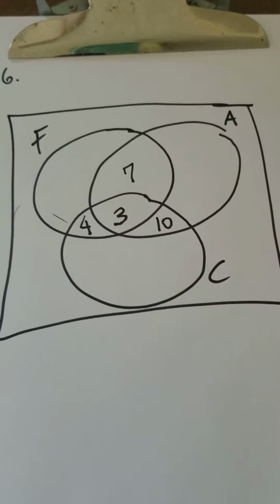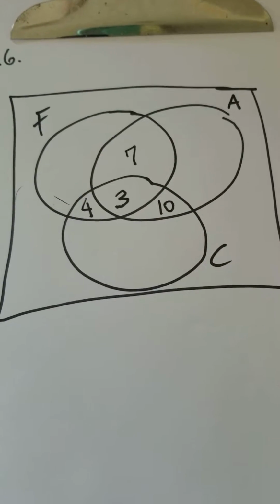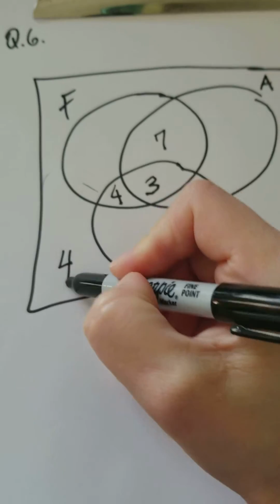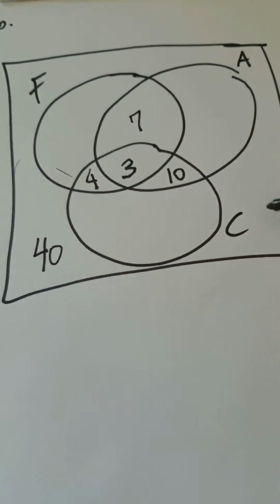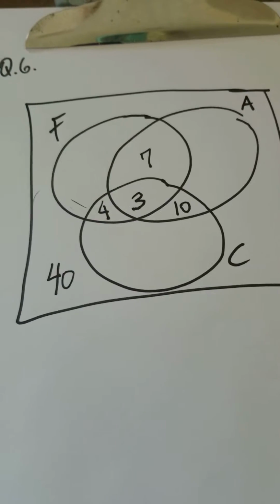Okay, continuing to go backwards. Now, I guess I should finish our sentence here. It said 40 purchased none of the 3. So it would be somewhere out here. I'm putting it here, but anywhere outside of these 3 circles would be completely appropriate.